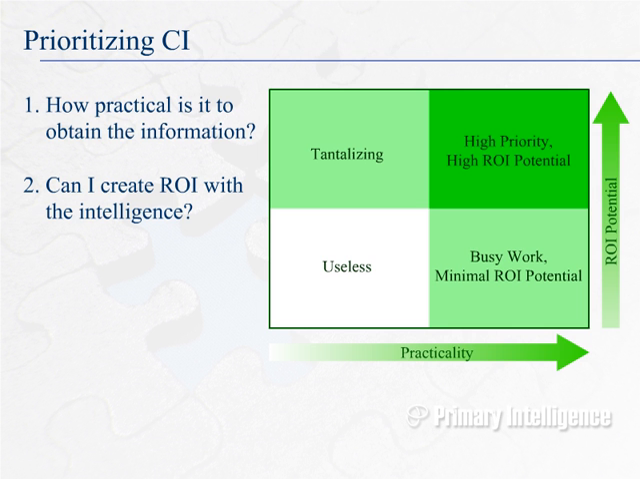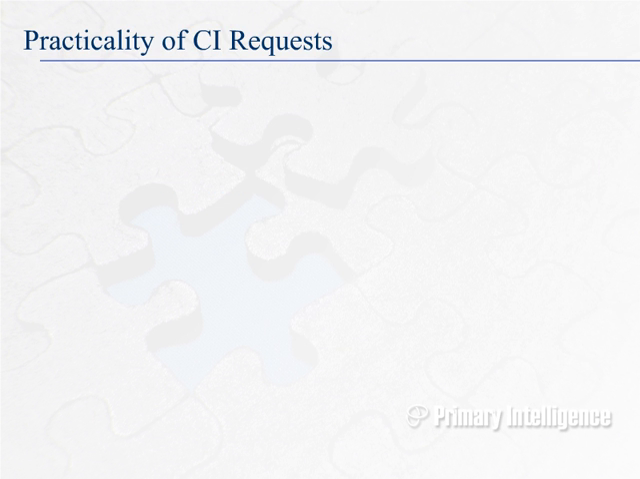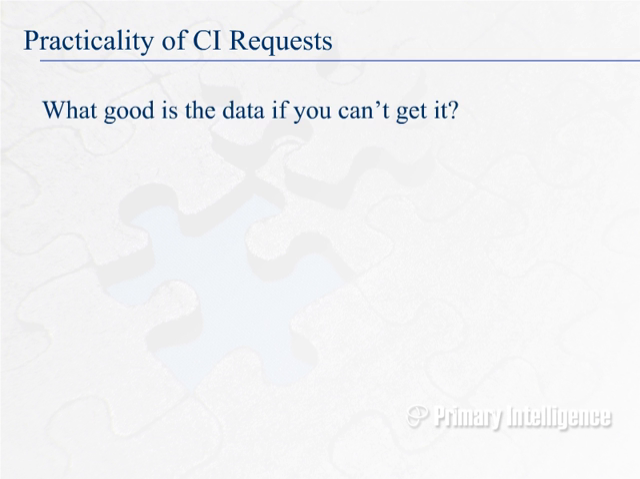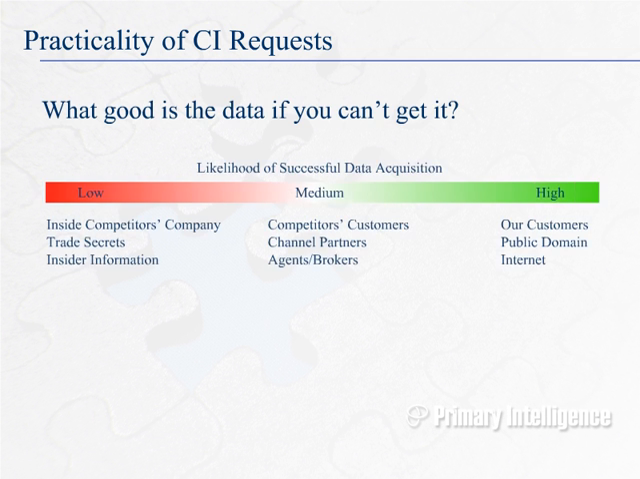What information is readily available to our company and has very high potential to provide us with return on investment, bring in new revenue, help us develop new relationships, and keep our current accounts with us? Looking at the practicality side, what good is the data if you can't get it? We've listed a small list of information types that are very common in competitive intelligence.